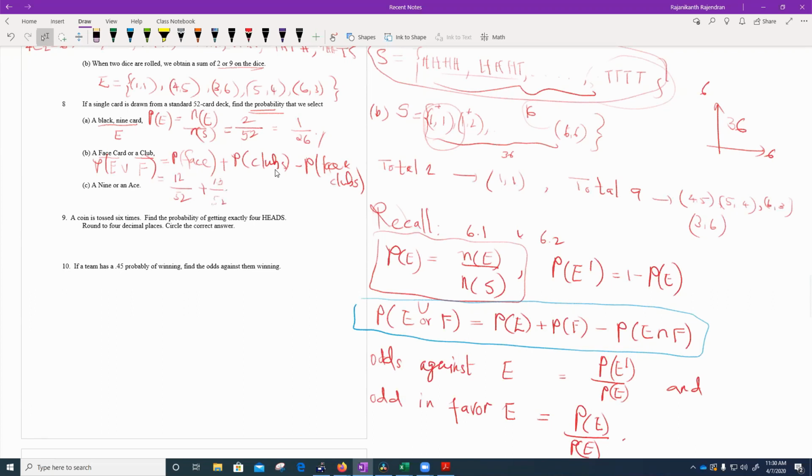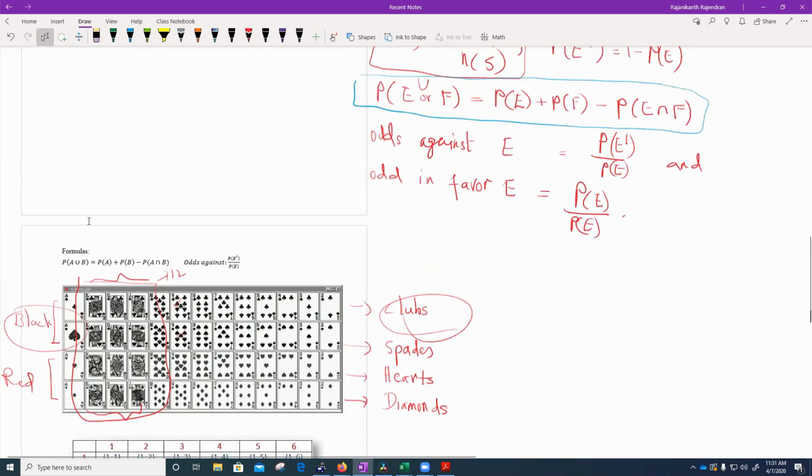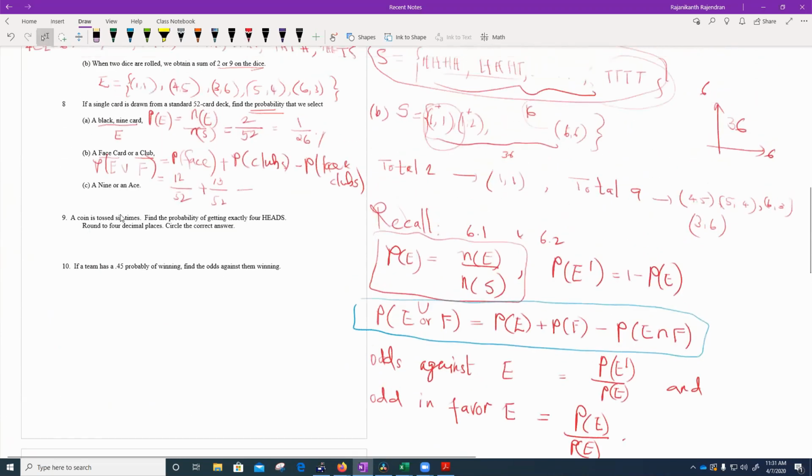Okay, this is the confusing part. Students used to get confused. Remember, you are choosing only a single card, right? Only one card. That card should satisfy these two conditions, right? You need to have a face card with club suit. Come to the club suit and check how many face cards there are under the club suit. I have 3 of them, right? These are the 3 face cards with the clubs. There are 3. So it should be 3 over 52.